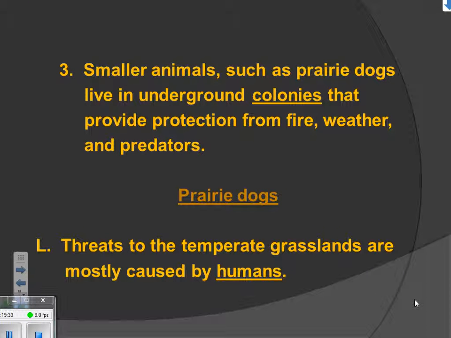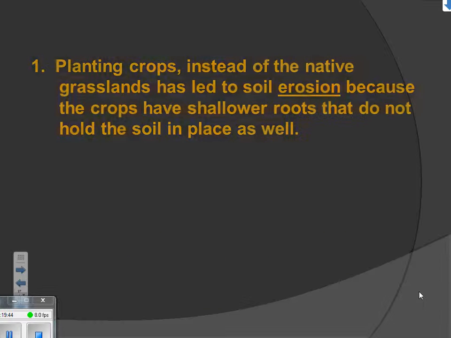Okay. L. Threats to the temperate grasslands are caused mostly by humans. That's no surprise. Number one, planting crops instead of the native grasslands has led to soil erosion because the crops have shallower roots that do not hold the soil in place as well.